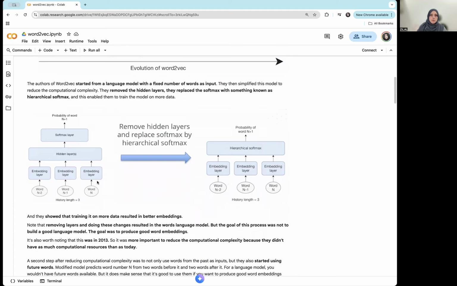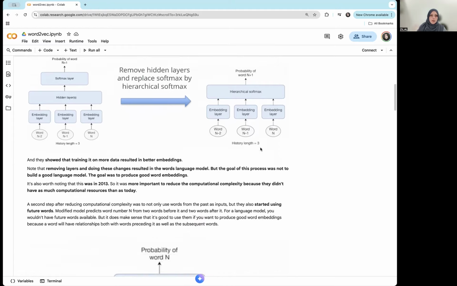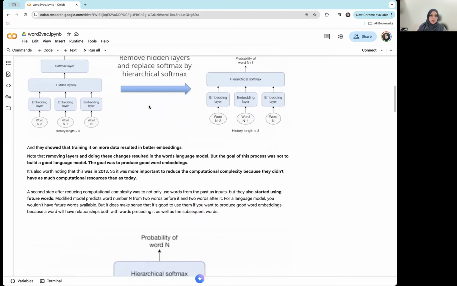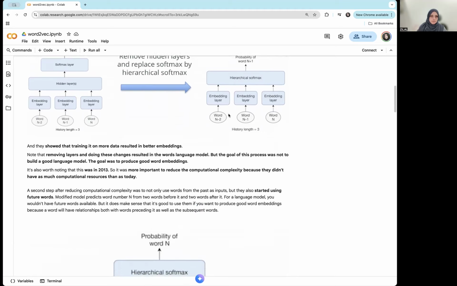Then they simplified this model to reduce the computational complexity. They removed the hidden layers and replaced them with the softmax. The softmax layer they replaced as well with something known as hierarchical softmax. And then this enabled them to train the model with more data, as you can see in this figure. And they showed that training it on more data resulted in better embeddings.